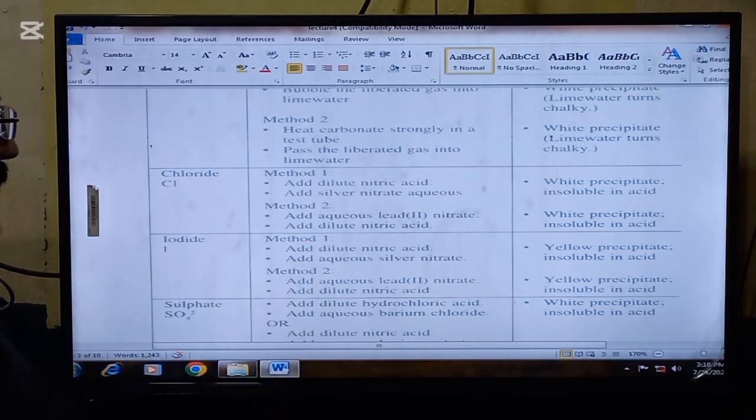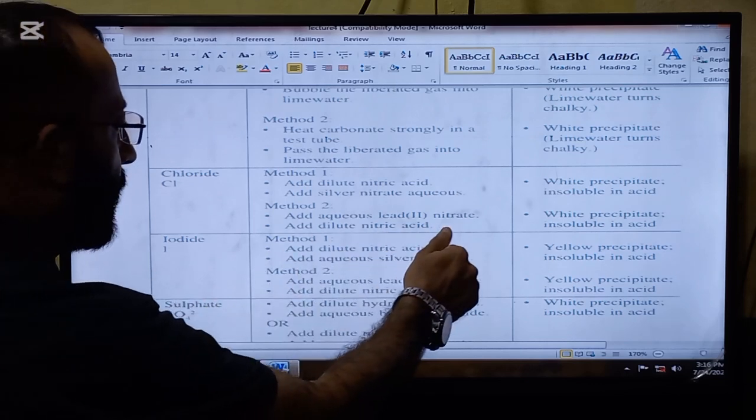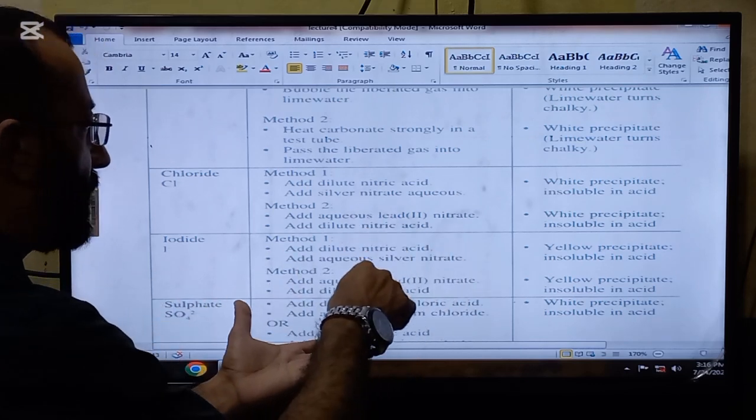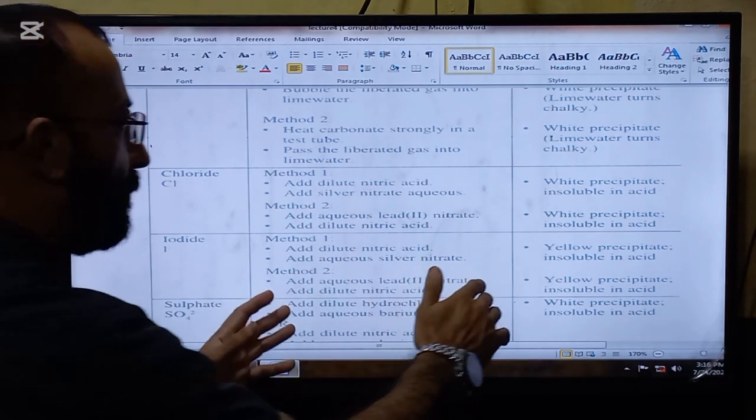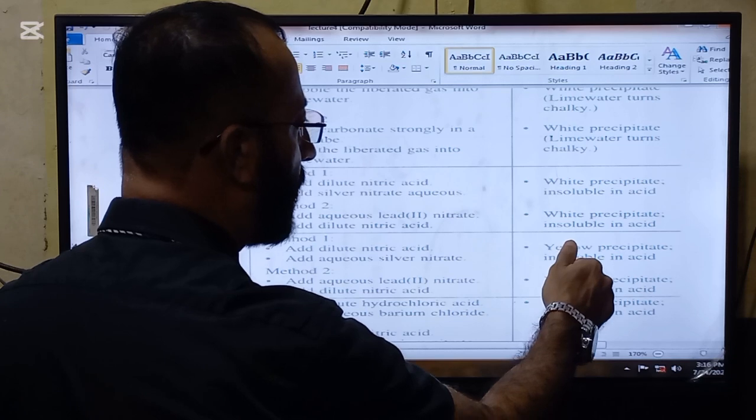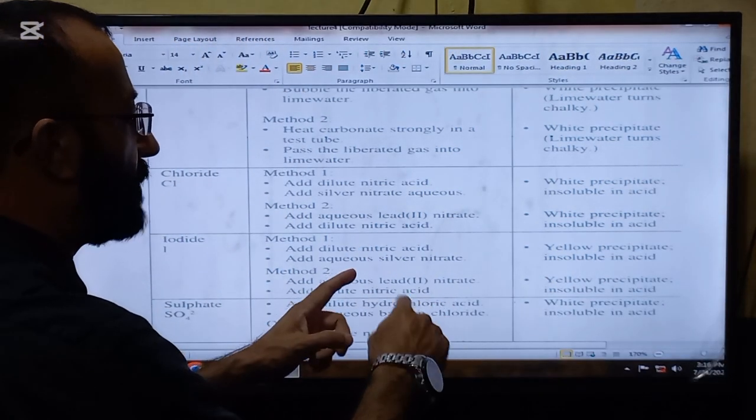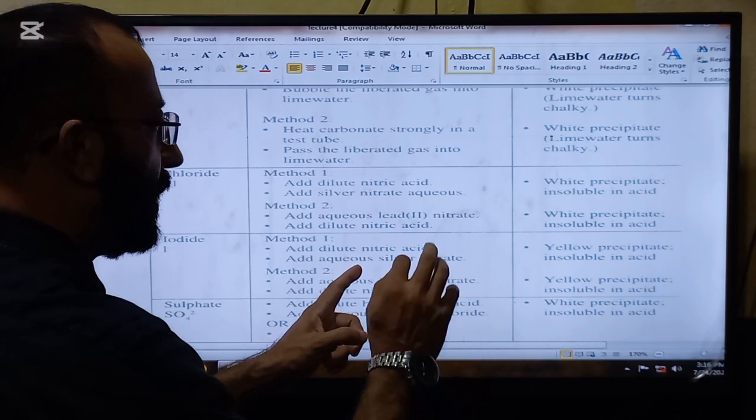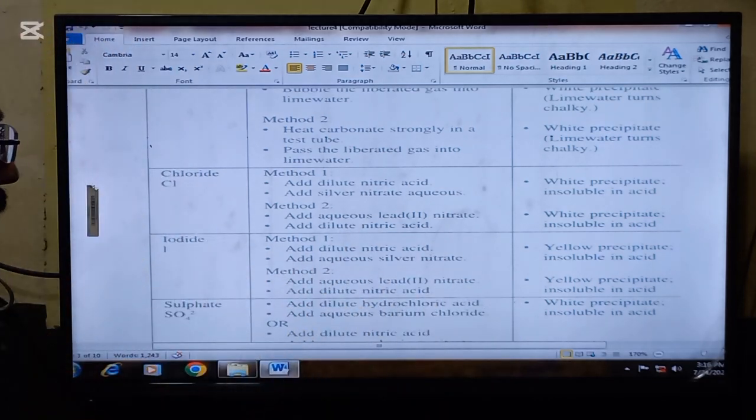Here is another method. If we add aqueous lead nitrate to our given sample and add dilute nitric acid, if a white precipitate is formed, and if it is soluble in the acid, which is nitric acid, this will be again a sign that this is a chloride ion.